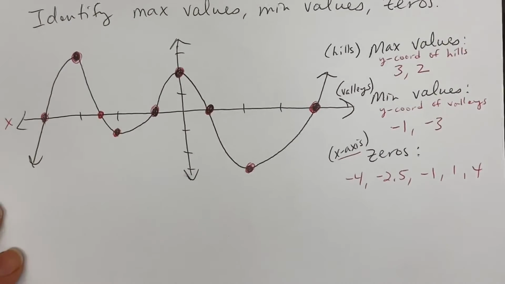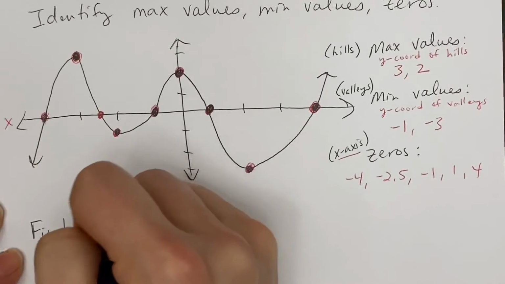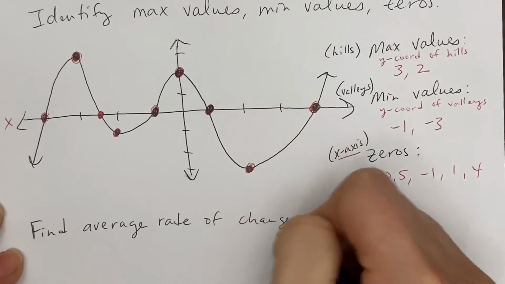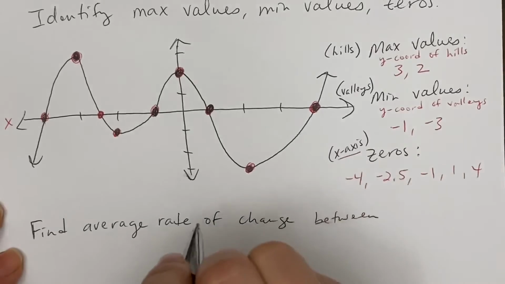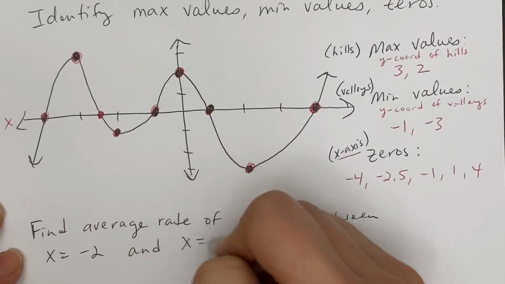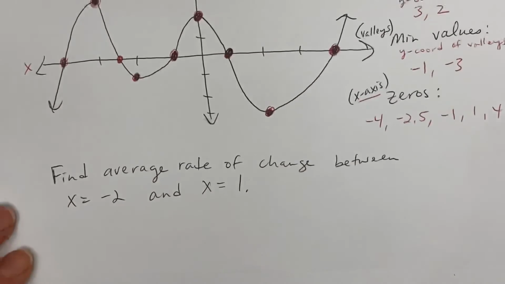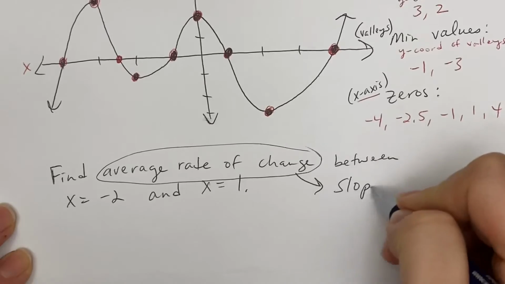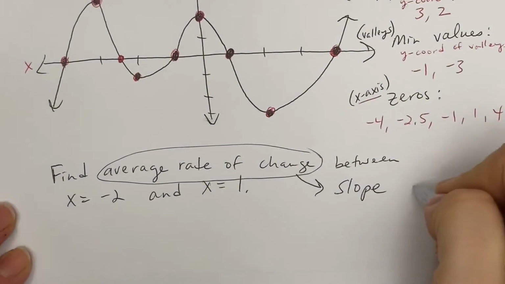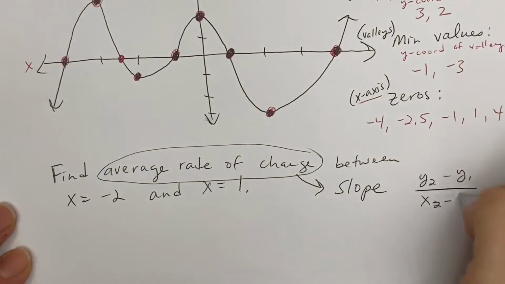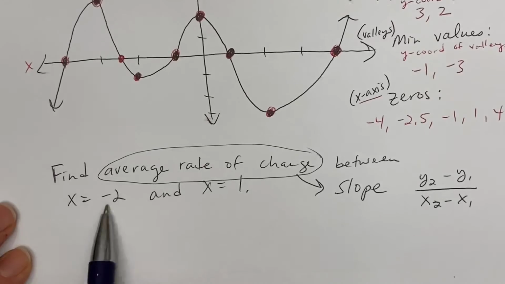And then you may also be asked to find the average rate of change between 2 x values. So I'll just say the average rate of change between x equals -2 and x equals 1. So if you ever see this phrase, average rate of change, just know that that's the same thing as slope. And I don't know if you remember the slope formula, but it is y2 minus y1 over x2 minus x1. You just subtract the y's, subtract the x's, and then divide. So we know the two x values.